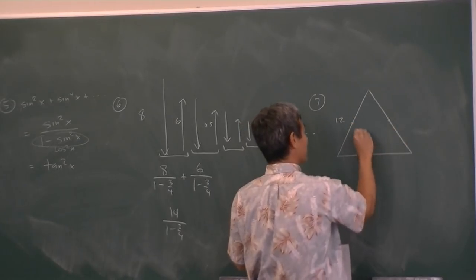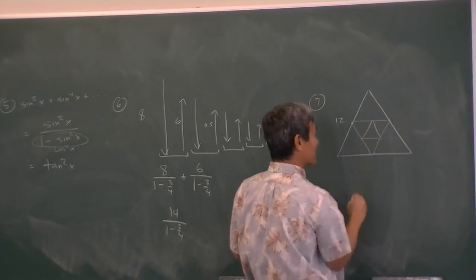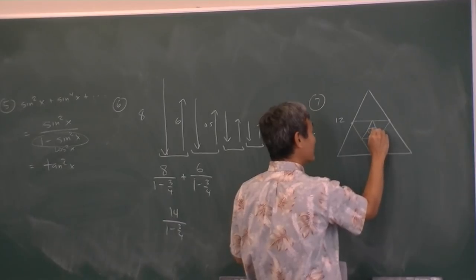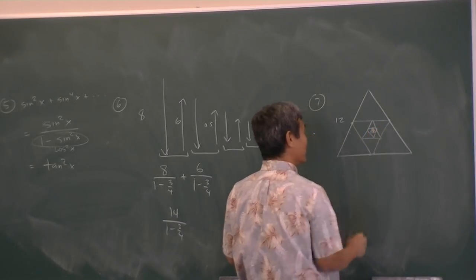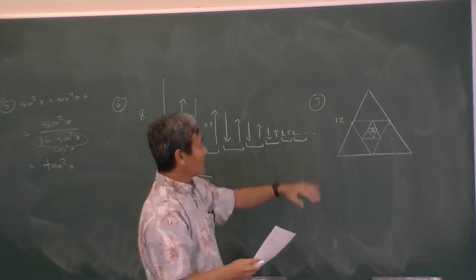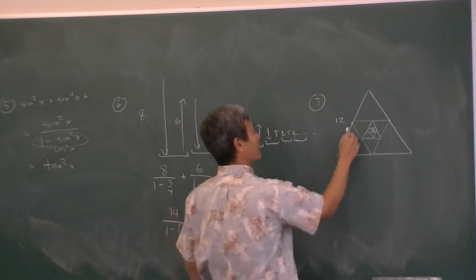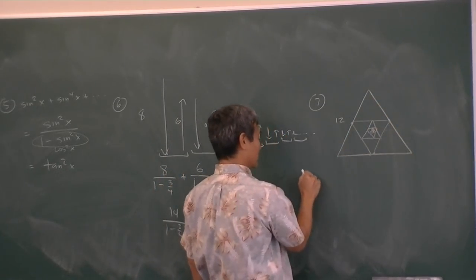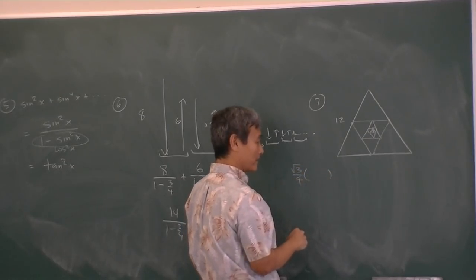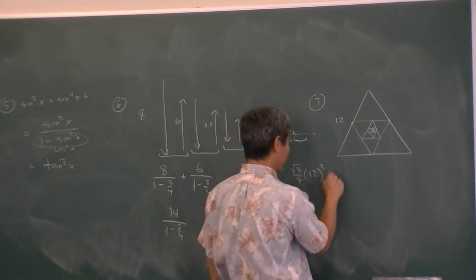Connect the midpoints and another equilateral triangle is formed. Then you connect those midpoints and another one is formed. And another, and another, and another, and another. It goes on forever. So if I were to add up all the areas of all the equilateral triangles, what do you get? Well, what's the area of the first equilateral triangle? Root 3 over 4 times the side squared, 12 squared. Okay, let's just leave 12 squared. You guys can't even do that.